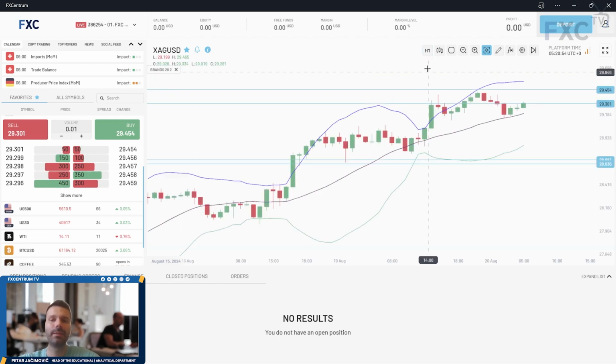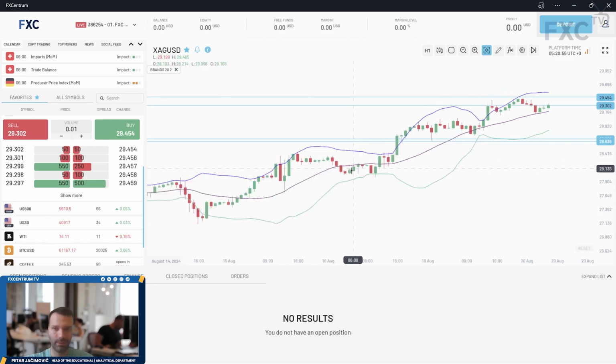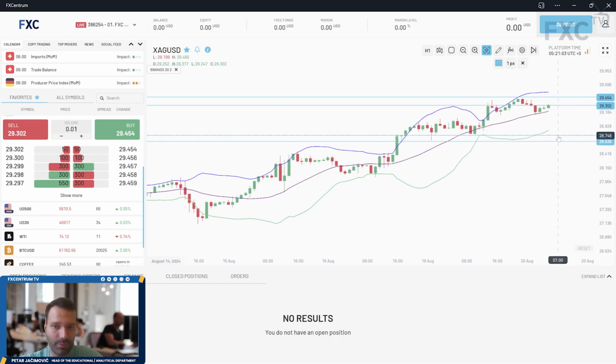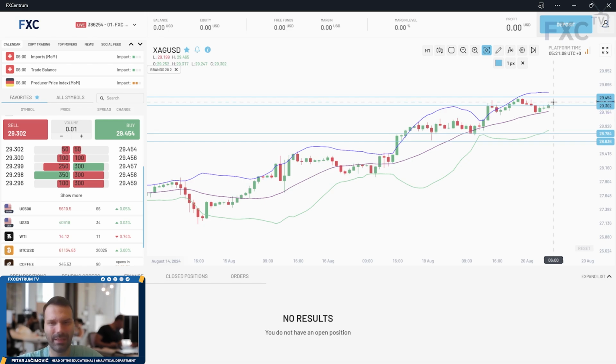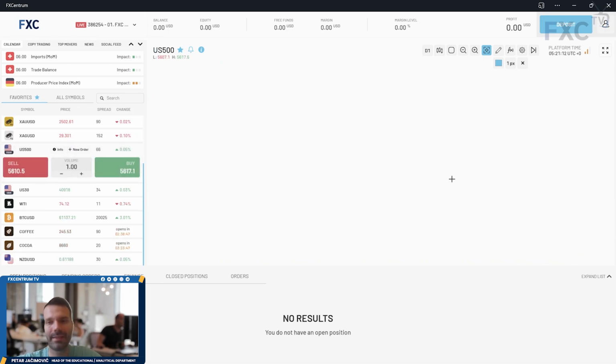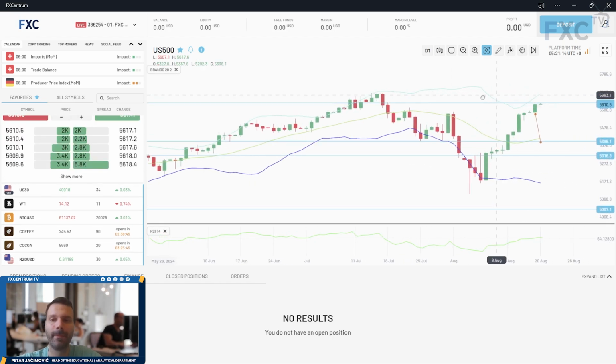Take a look at the hourly time frame. We can see that the market is holding previous swing highs. If the market retakes the previous swing high, there is a chance for higher prices. Of course, if the market breaks the previous swing low and the lower Bollinger Band, we might see some kind of downside move on the silver. So still upside in control.